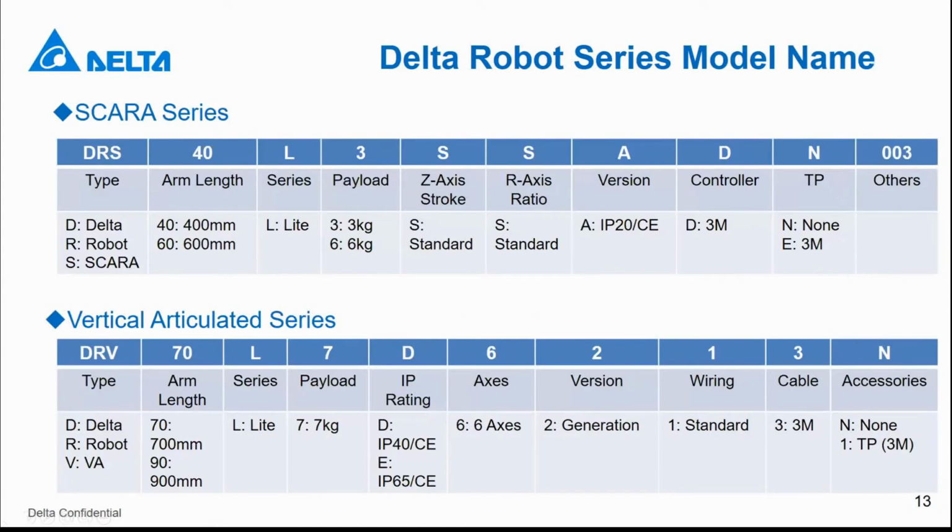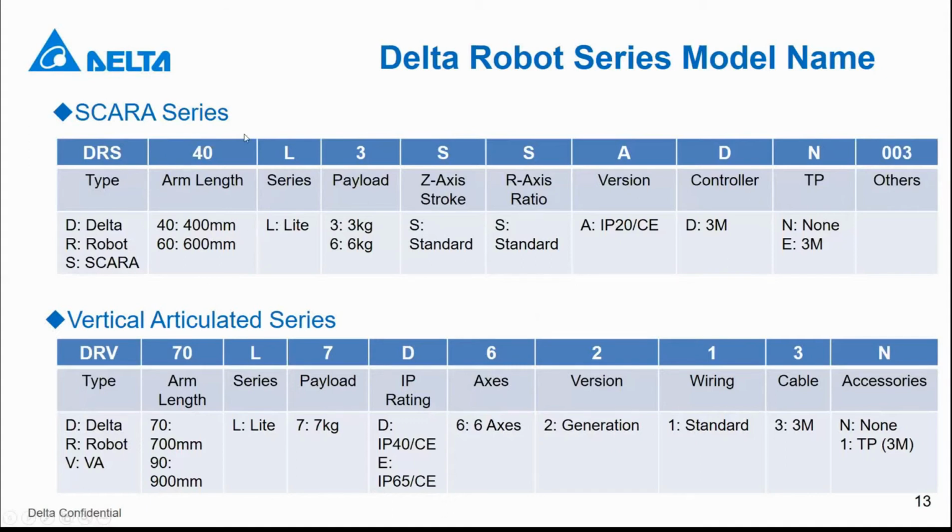And then here is our model name, because you need to choose the robots with different specs. Then the model name will be important. So I will introduce the model name here. First is the SCARA series. In the SCARA series, it starts with DRS. That stands for Delta Robot SCARA.